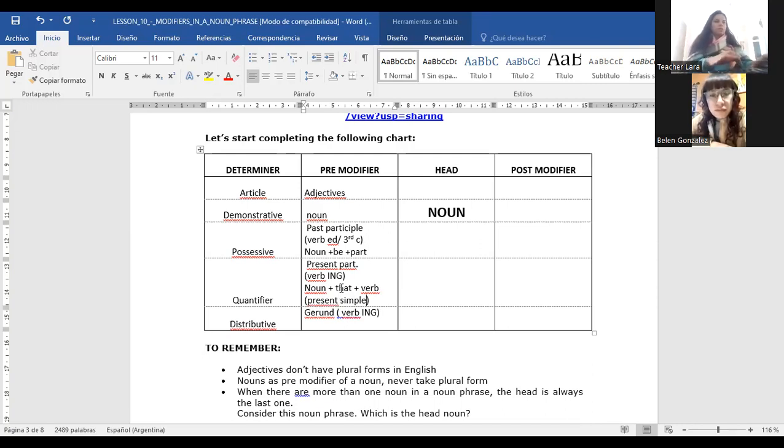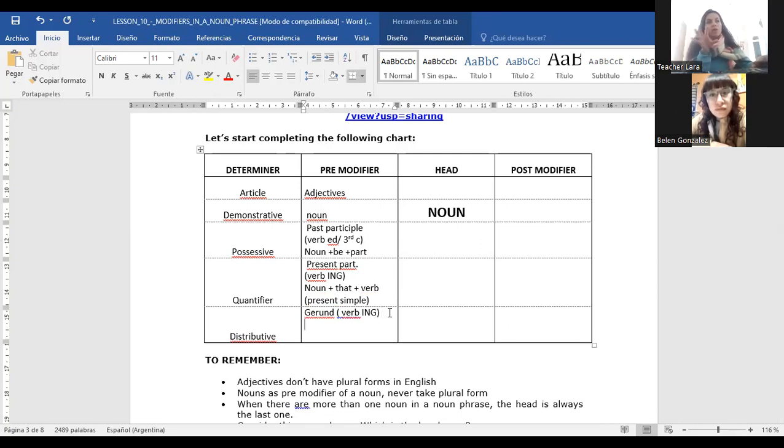Present simple. And the gerund is more or less the same rule as with the present participle, but instead of that, which word? For. We use for and the gerund.